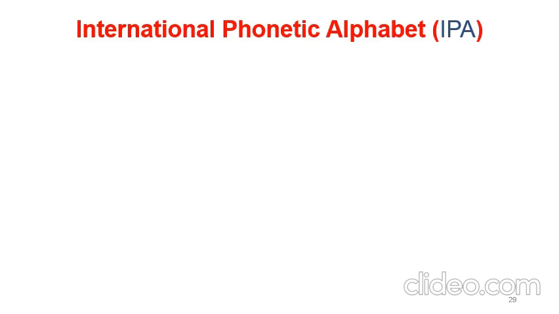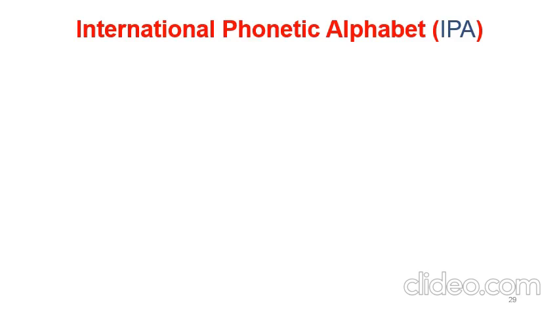So in the IPA, we want a system that is universal, that does not give preference to one existing spelling system over another. We want an alphabet that is easily interpreted by linguists worldwide. So if I write a word for you in IPA, you should read it. And if you write a word for me in IPA, I should be able to read it with no problems. The IPA also should be transparent, where there is the same number of symbols as the number of sounds.